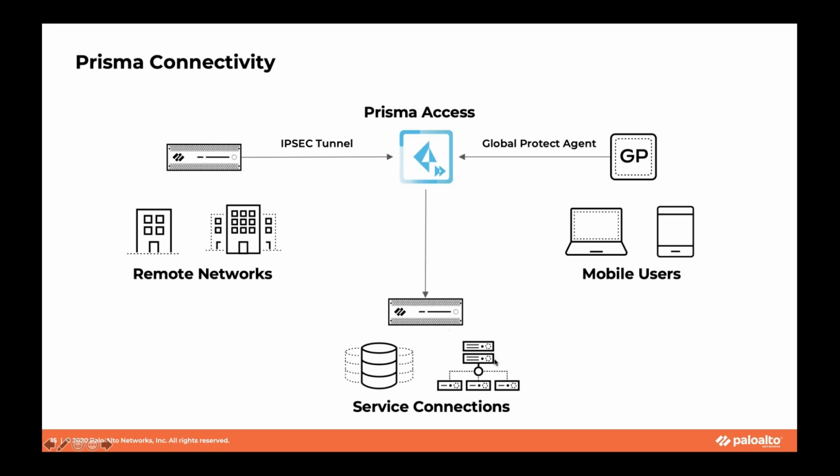On the lower side we have our data center, and this is also connected with the IPsec tunnel. Here you typically have an on-premise firewall installed, because a service connection is not protected by a security policy in Prisma Access. We have a security policy in place for the remote networks. We also have a security policy in place for users connecting with GlobalProtect, but the service connection to the data center is not firewalled. So we need a firewall here.